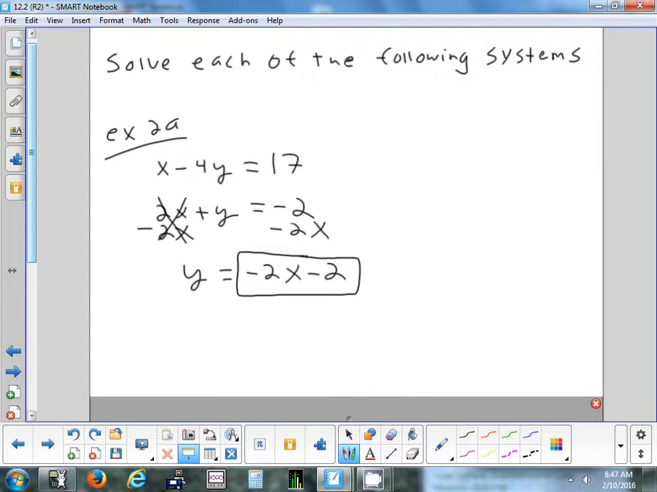Okay, so now I got y by itself. Who can tell me what I do with that? Where am I going to plug it in? For y. Yeah, we're going to plug it in for y back in the other equation. And when I plug it in, what did I always say you should put around it? Always put parentheses around it, just in case. Okay, so we've got x minus 4. That's the part we're not changing.